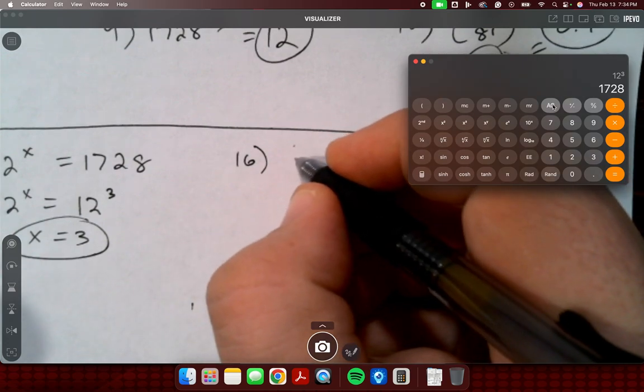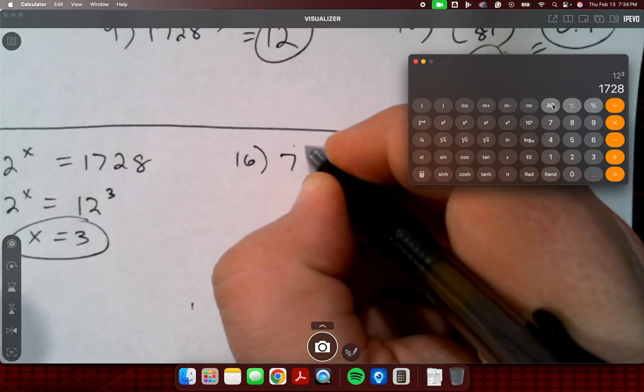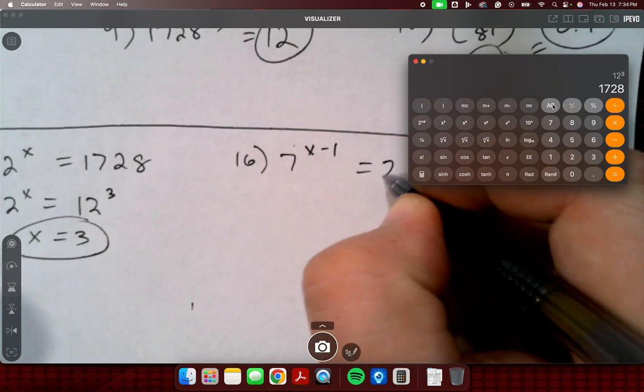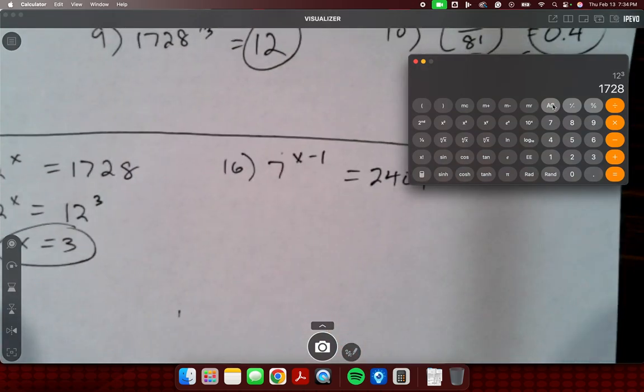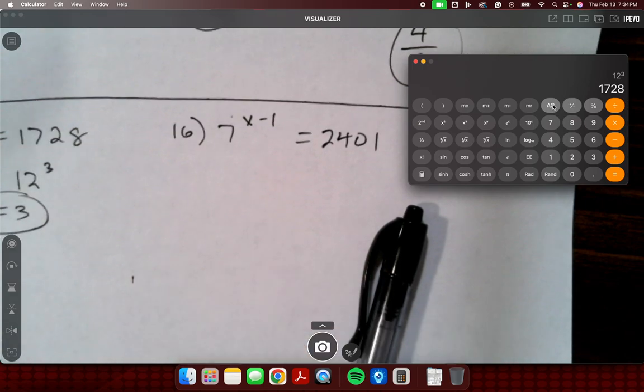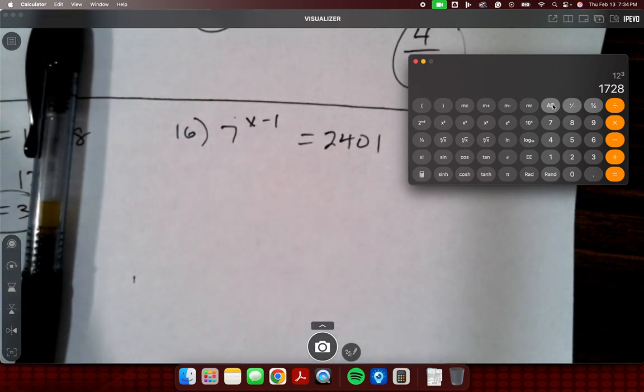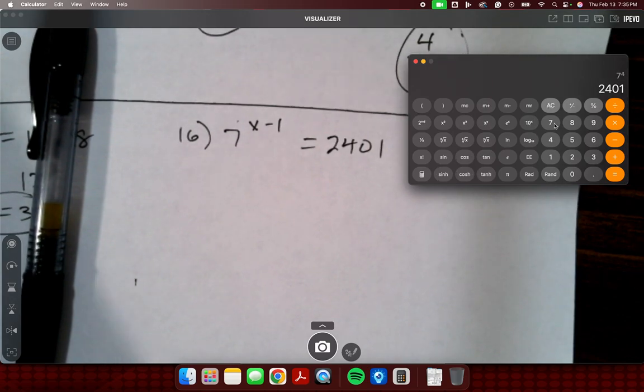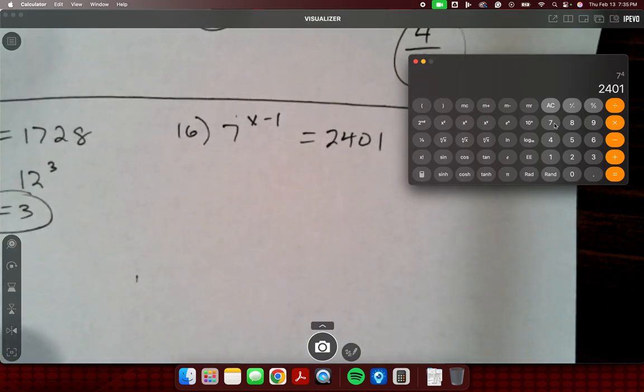We have 7 raised to the x minus 1 equals 2401. So again, we want to figure out, okay, what power of 7 will give us 2401. So we can do some guessing and checking. 7 raised to the 4th power. I'm really not getting it right on purpose every time, but hey, lucky me.